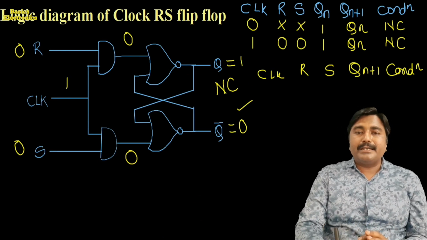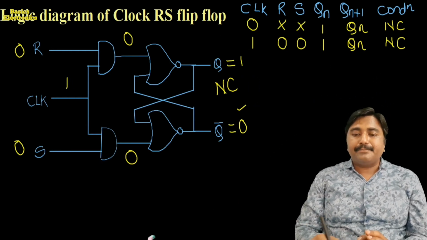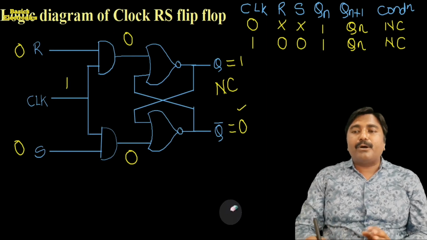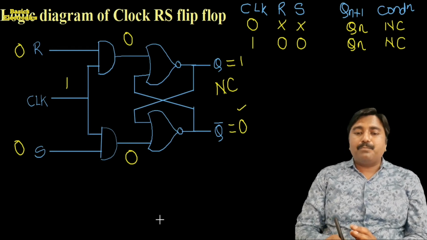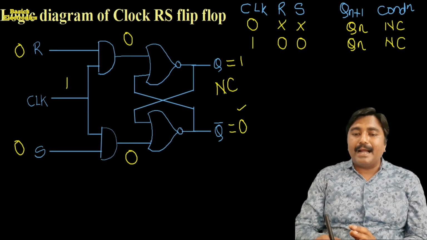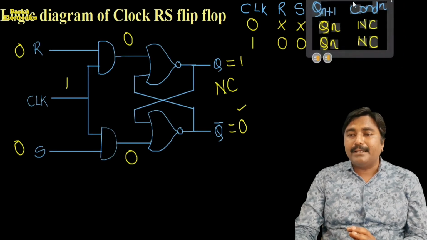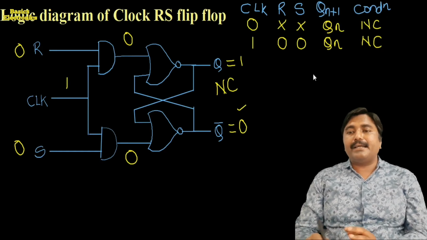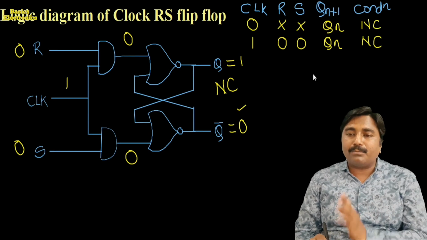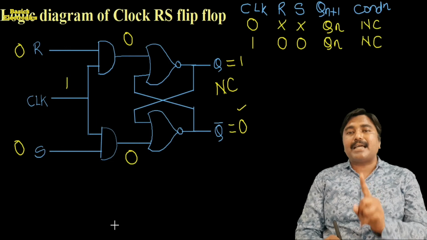Now here we have to consider the next condition. For your better understanding, we remove here one output. That output is the Qn and we consider only the Qn plus 1. Okay, so here it is the Qn plus 1 and we write down here the Qn, means the previous state of the flip-flop.